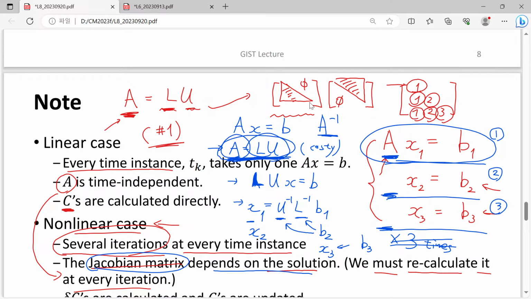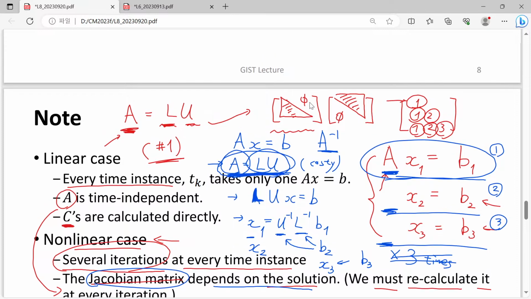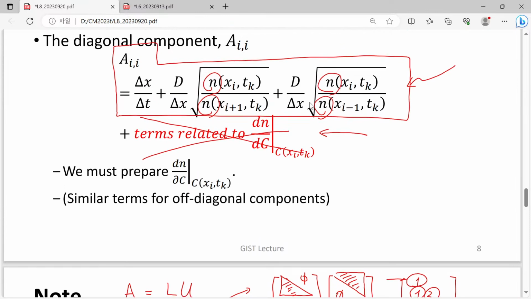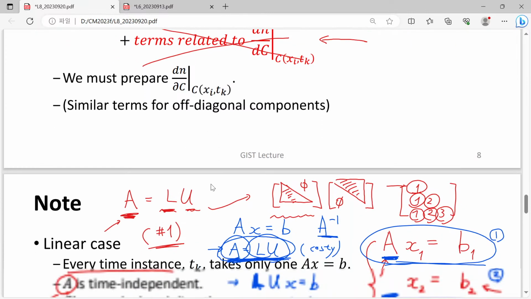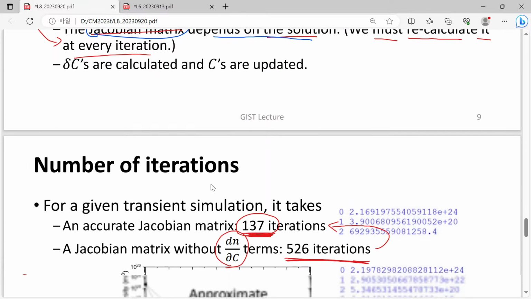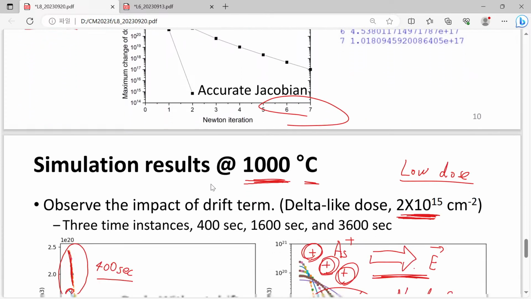You're right. Okay, this is also a good question, but please remember this one. I emphasize that we must calculate this example at low temperature and high dose.